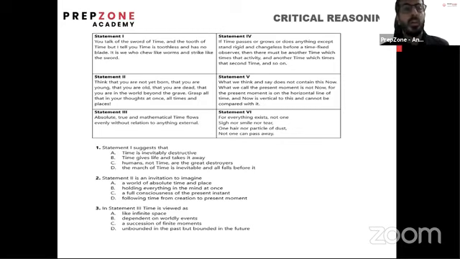Statement one is basically quoting: you talk of the sword of time and the tooth of time, but I tell you, time is toothless and has no blade. It is we who chew like worms and strike like sword. Right? So that's a quote that is given. And then based on that, the first question says, statement one suggests that, right? So what do you understand by this statement is what the question is asking.